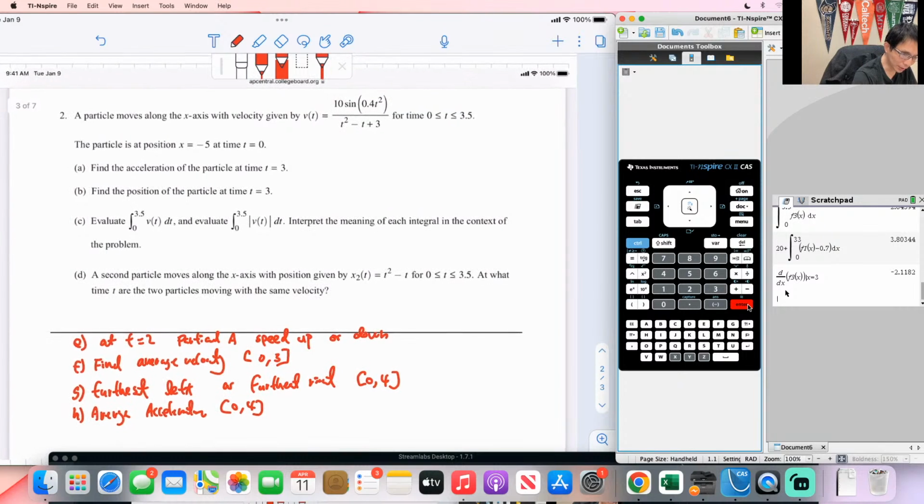So I will say d to the dt of v prime of t at t equal to 3. This one is equal to negative 2.1182. Now I will write down the notation correctly if I take it with respect to time, and I plug in t equal to 3, and that's perfect.